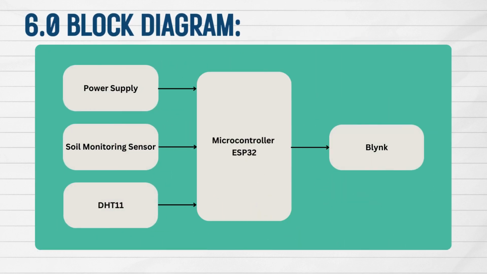At the heart of our system is the ESP32 microcontroller, working alongside the DHT11 sensor to measure temperature and humidity. The soil moisture sensor ensures farmers get real-time soil moisture data. All this information is sent to the Blynk app for easy access.